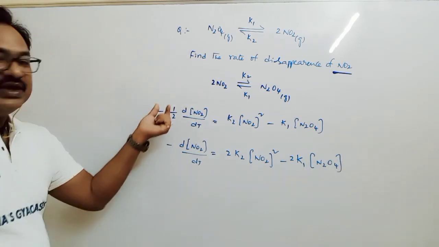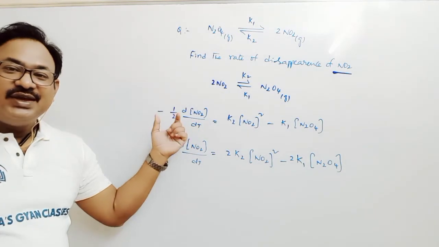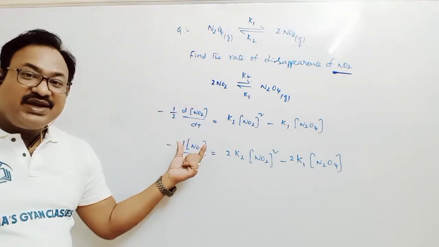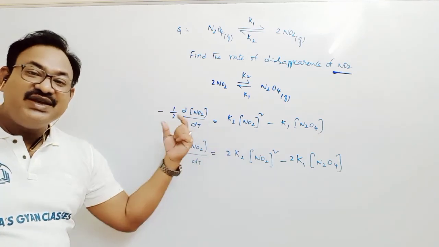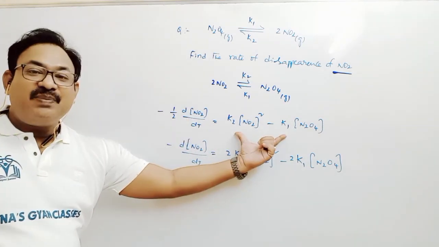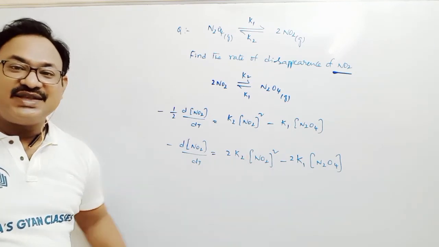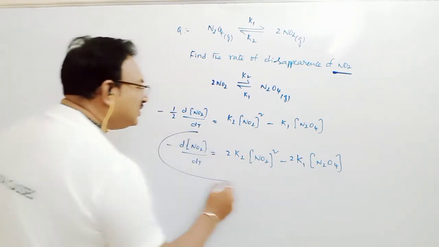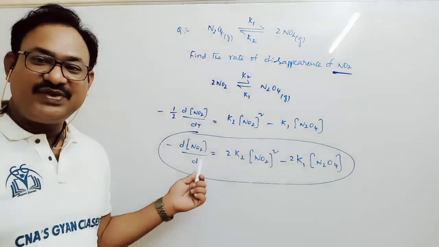Understand? See, half d concentration of NO2 by dt. Now he is asking only disappearance of NO2. This half will come to this side, so this whole part is multiplied by 2. I just multiplied with 2 and wrote the answer. So like that you have to understand this question. Right? Understand, all of you? Okay.